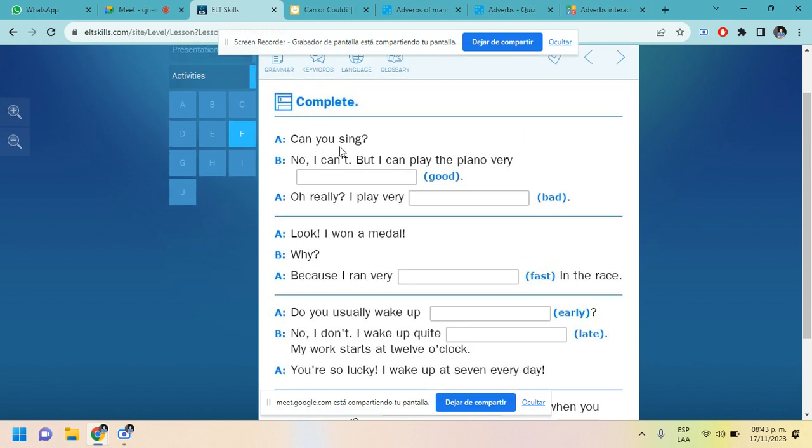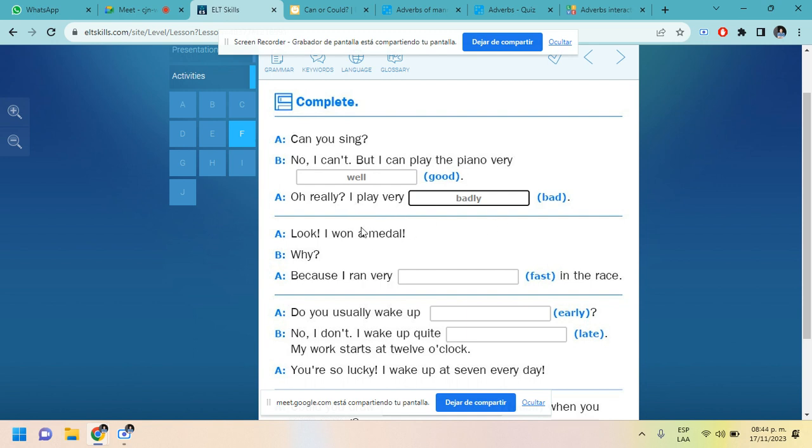Conversation 1. Can you sing? No, I can't. But I can play the piano very well. Yeah, excellent. Oh, really? I play very, very badly. Yes. Very badly. Teacher, ¿está mal si yo digo I play very bad? Yes. Porque estás diciendo yo toco muy malo. Lo correcto es decir yo toco malamente.